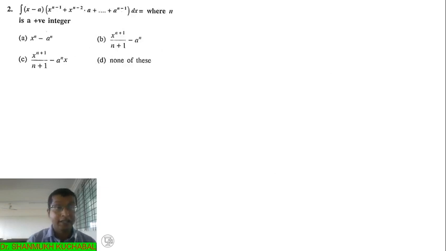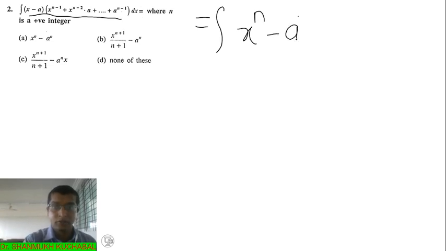So further, next example: integration of (x minus a) multiplied by (x raised to n minus 1 plus x raised to n minus 2 into a, plus and so on, a raised to n minus 1) into dx, where n is a positive integer. So use the binomial expression. So the numerator, on simplification, we can write as x raised to n minus a raised to n into dx.